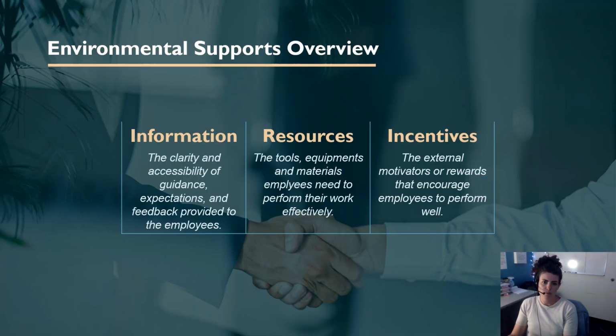The team reviewed the components of information, resources, and incentives. Information includes the clarity and accessibility of guidance, expectations, and feedback provided to the employees. Resources included the tools, equipment, and materials employees need to perform their work effectively. And incentives include the external motivators or rewards that encourage employees to perform well.